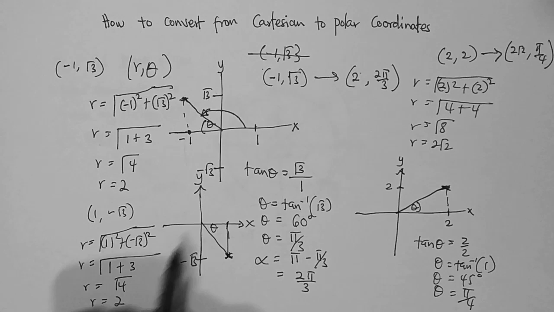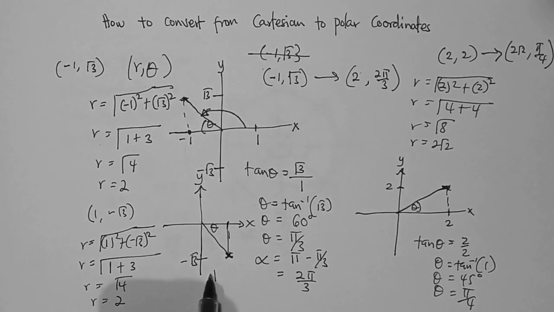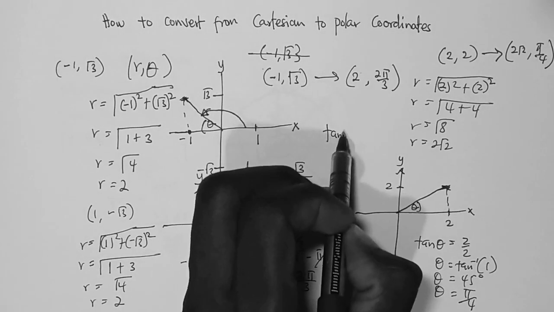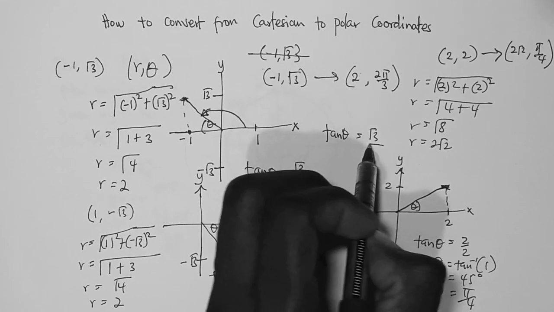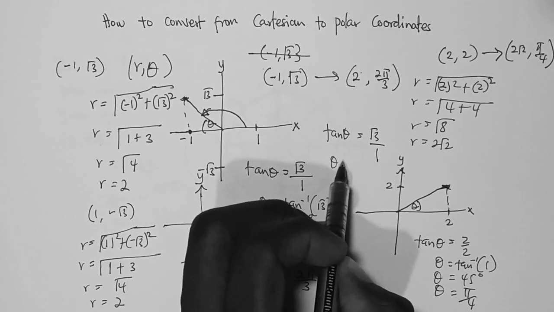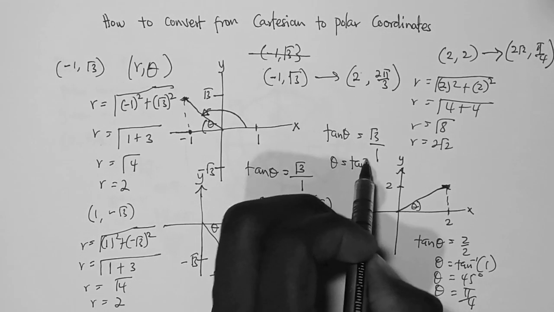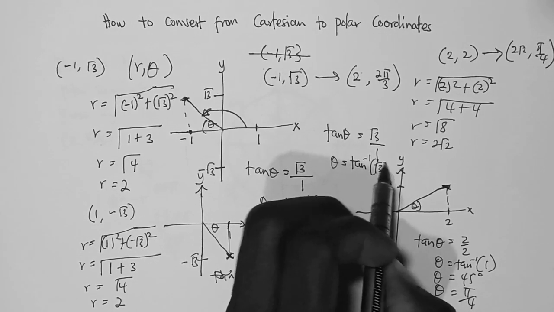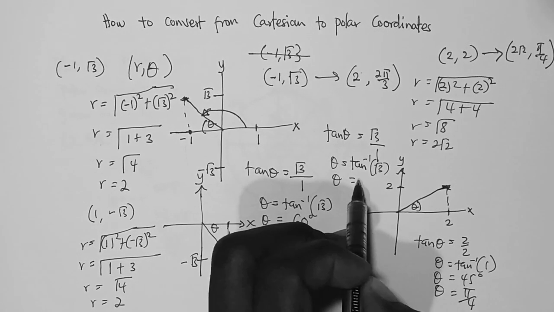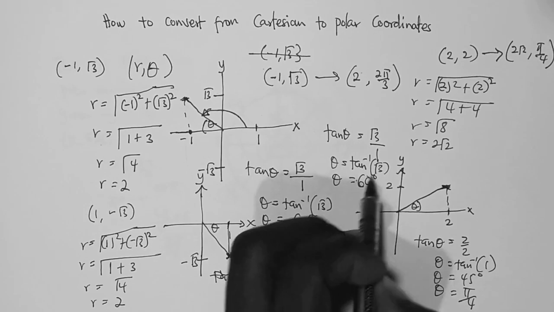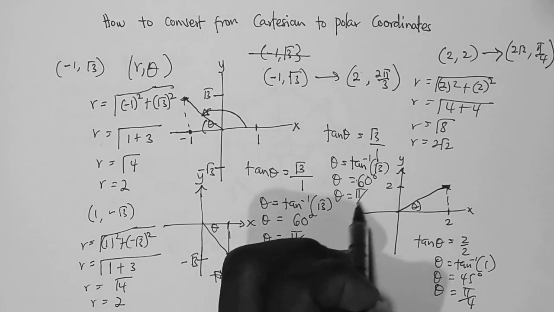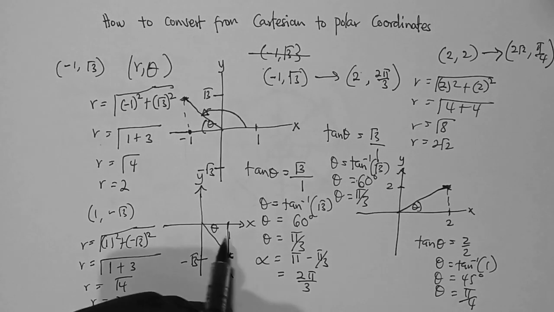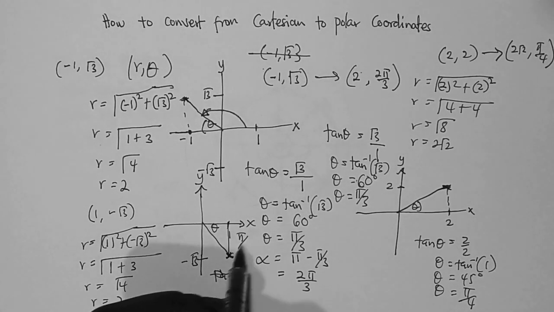So the angle here is theta. So tan theta, let me solve it here. Tan theta is equal to the opposite, which is root 3, over adjacent 1. So theta is equal to tan inverse of root 3, and therefore theta is equal to 60 degrees. But 60 degrees is the same as pi over 3 radians. So this part is pi over 3.